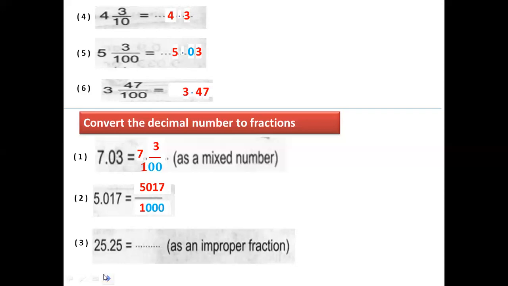Example number 3, by the same way, we have a decimal number. How can we convert this decimal to an improper fraction? The numerator here equals the number without the decimal point, so we have in the numerator 2525, and the denominator must be 10 or 100 or 1000. In this example, the denominator must be 100. Why? Because we have 2 digits after the decimal point.